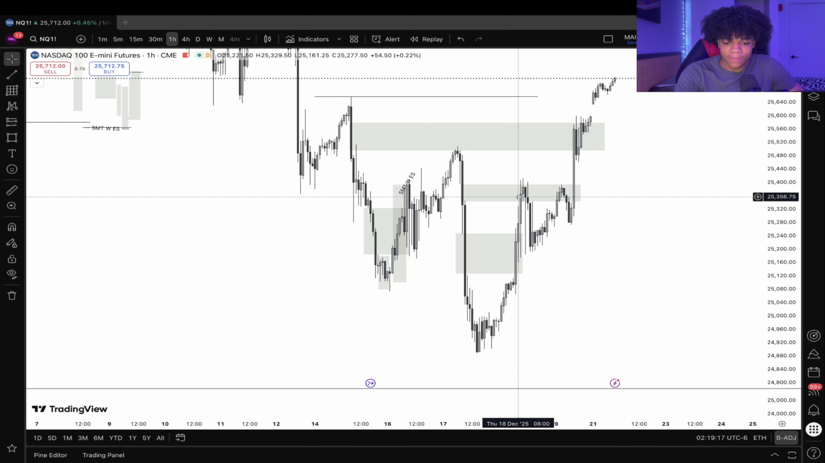Okay. So seeing this can give us a strong confluence that 9 times out of 10, going into the week, most of the days are going to be bullish. Okay.